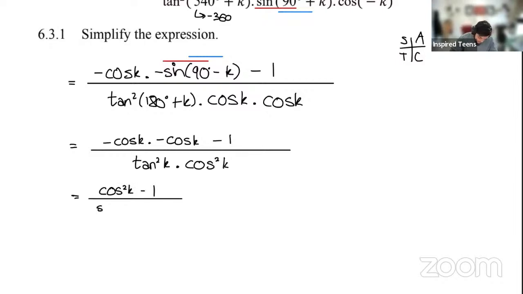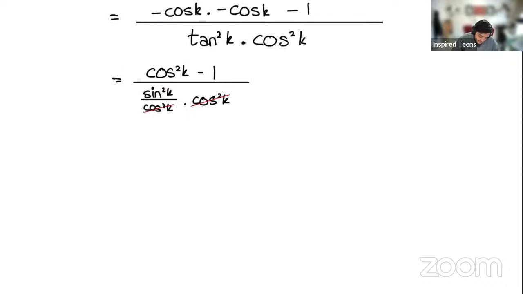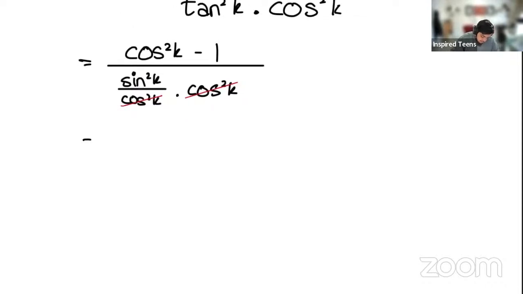Divided by, let's see what we can do at the bottom: sine squared k over cos squared k, times cos squared k. The cos squared k in the denominator is the same as a term in the numerator. It's all multiplication, there are no additions at the bottom. We only do this easy canceling across multiplication or division only. For now, we're not going to simplify it completely because we haven't gotten to identities yet, so we'll keep this as cos squared k minus 1 divided by sine squared k.